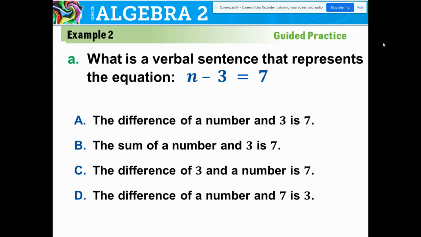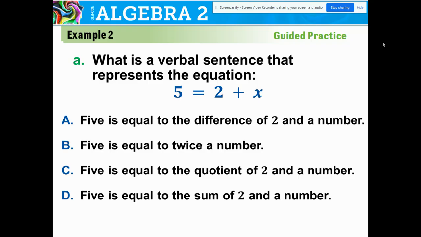What is the verbal sentence that represents that equation? Look it over, and you should have gotten A. Subtraction is difference, so the difference of a number and 3 is 7. What's a verbal sentence that represents that equation? So 5 equals, now we have to think about what that addition sign is, and that's going to be the sum. So 5 is equal to the sum of 2 and a number.